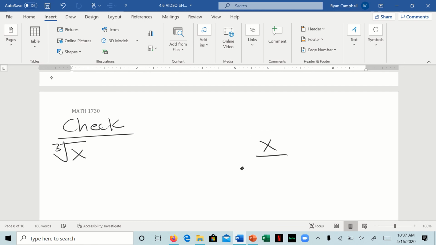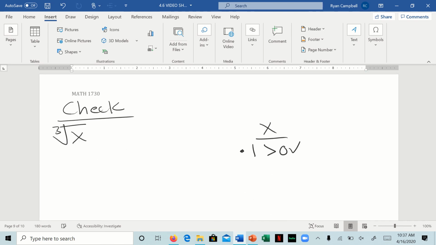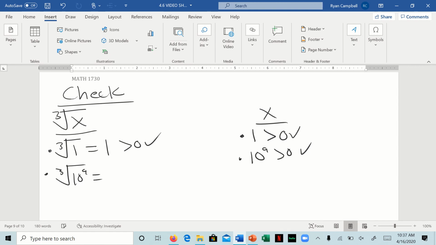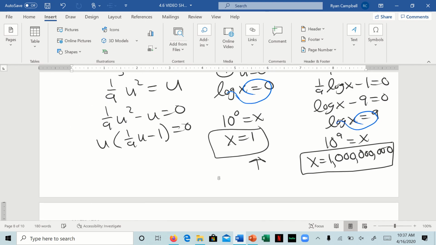Well, x is pretty easy, right? Because 1, that was one option, right? Is 1 bigger than 0? Yeah. We have 10 to the 9th. Is that positive? Yeah. Good. All right, then we got the cube root of x. Is the cube root of 1 positive? Yeah, because that's just 1. Good. Is the cube root of 10 to the 9th positive? Yeah, because that's just going to be 10 to the 3rd, which is also positive. So that means that both of these are the answers. We have two answers this time. 1 and 1 billion? Yeah, 1 billion.